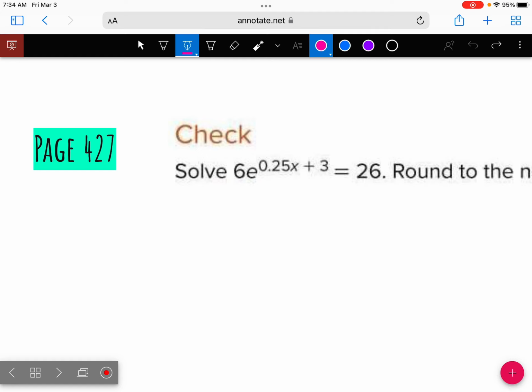Is it being added? Where are you seeing a plus sign between the 6 and the E? It's being multiplied, so how do I get rid of that 6? Divide. We're going to divide this side by 6 to make this guy cancel out. But that means I also have to divide this side by 6.